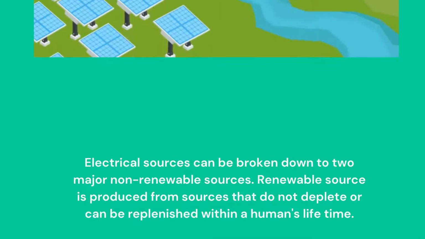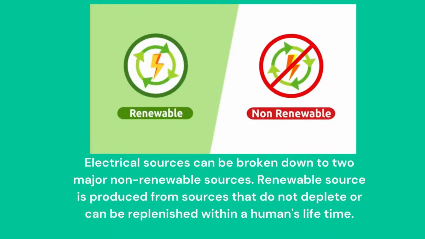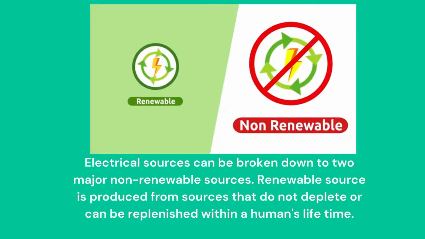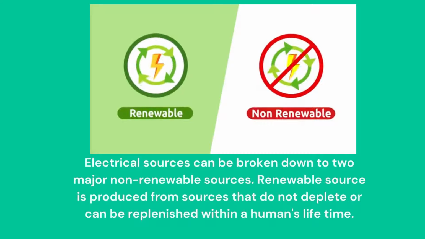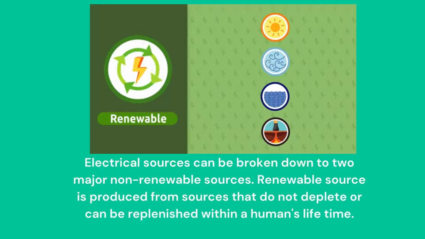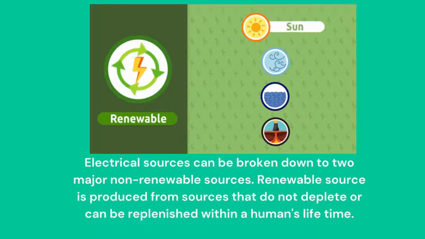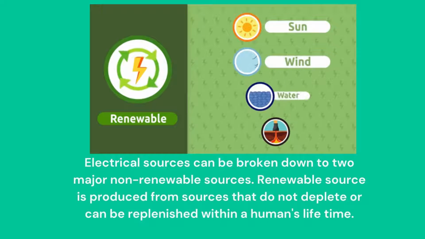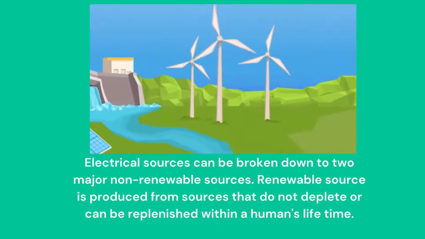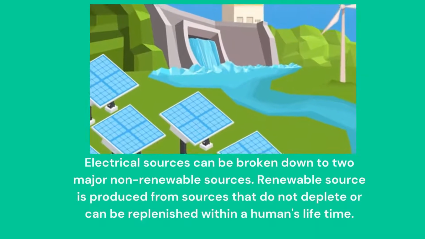Electrical sources can be broken down into two major groups, renewable and non-renewable sources. Renewable sources are produced from sources that do not deplete or can be replenished within a human's lifetime. The most common examples include wind, solar, geothermal, biomass, and hydropower. This is in contrast to non-renewable sources, which are natural resources that cannot be readily replaced by natural means at a quick enough pace to keep up with the consumption.